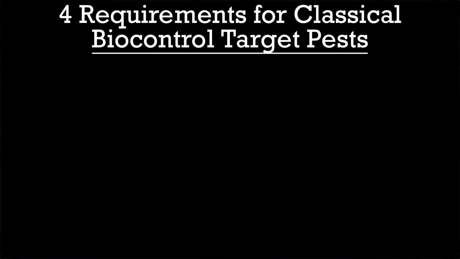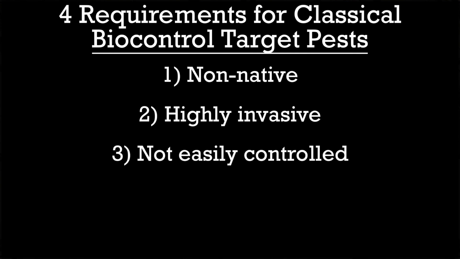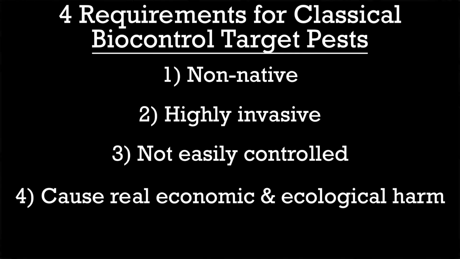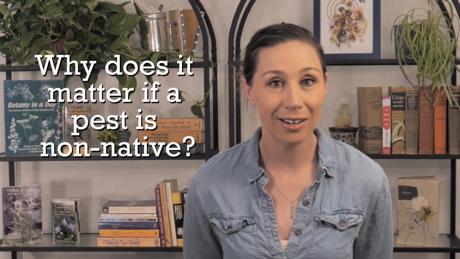Target pests of biocontrol fulfill four main characteristics. These are species that are not native in the area we are trying to control them, they are highly invasive, they are not easily controlled by other means, and they cause real economic or ecological damage. Why does it matter if the pest species we are trying to target is non-native?